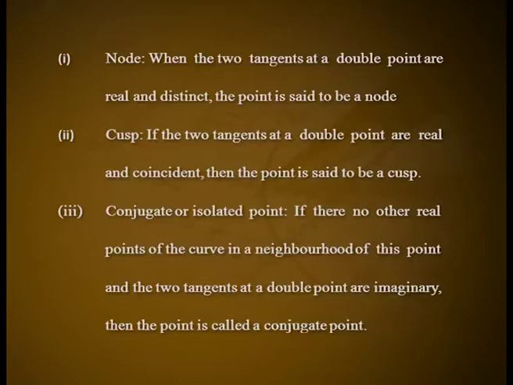If there are no other real points of the curve in a neighborhood of this point and the two tangents at a double point are imaginary, then the point is called a conjugate point.